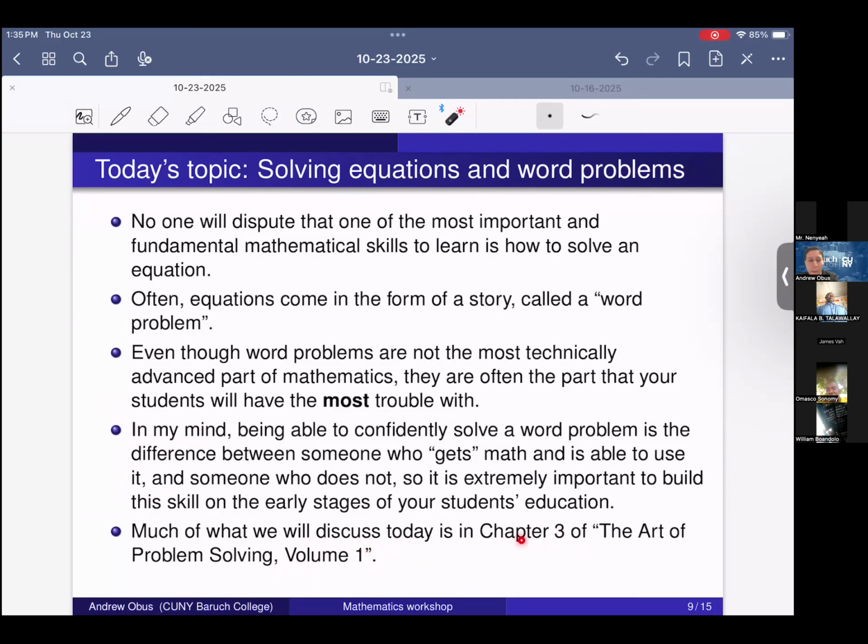But chapter 3 is all about equations. Specifically, it's about linear equations, so not very complicated equations. But it does have a section on word problems, and it has a lot of exercises at the end of the chapter about word problems that start off pretty easy, and then can get very tricky as you move on. Okay? So I want to spend some time practicing word problems because, again, I think one of the most important skills that your students can learn is how to translate a story into mathematics and solve it. Okay? So that's going to be today's topic.